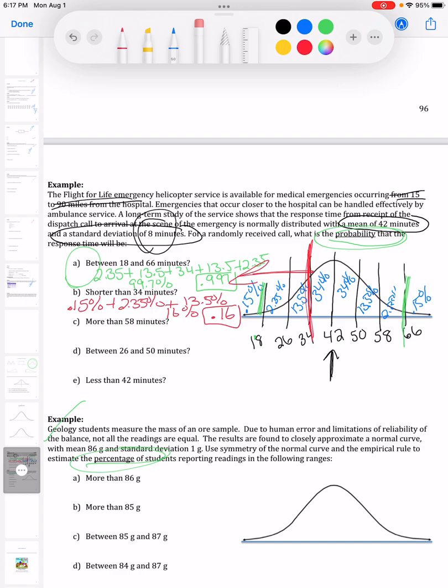Why don't you go ahead and hit pause on the video and see if you can give C, D, and E a try, and then come back and check your answers.